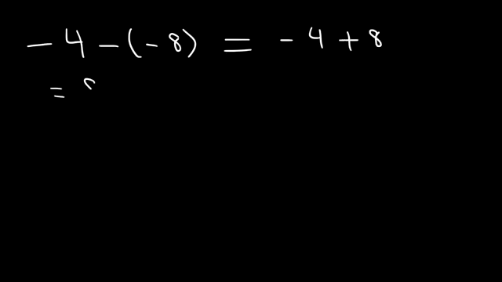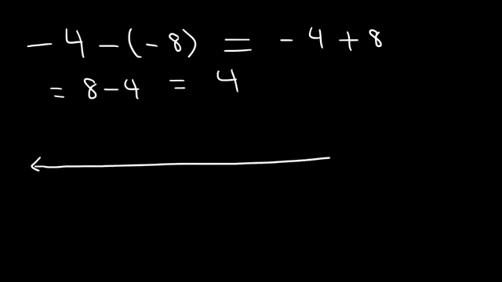Now, what would you do if you see a problem with three negative signs? Go ahead and try that. Now, the first thing I would do is convert these two negative signs, which are right next to each other, into a positive sign. So negative 4 minus negative 8 is equal to negative 4 plus 8, which is the same as 8 minus 4, which turns out to be 4.